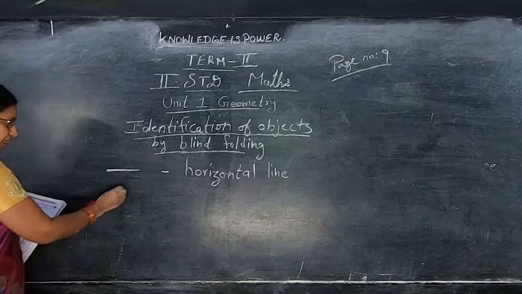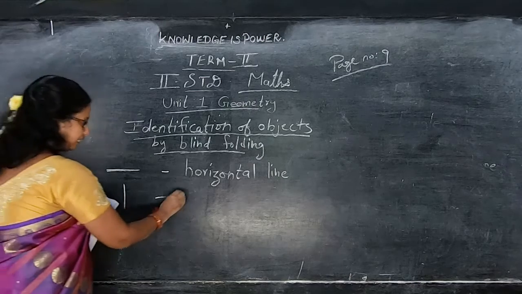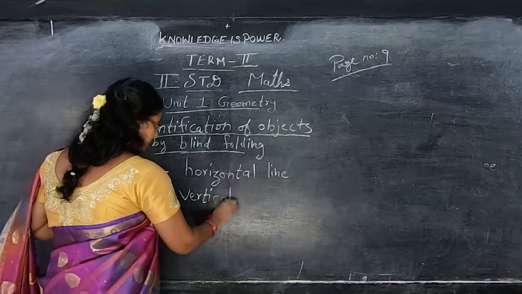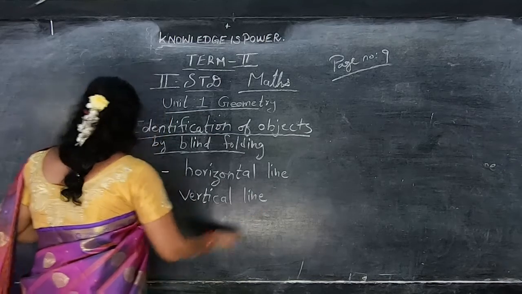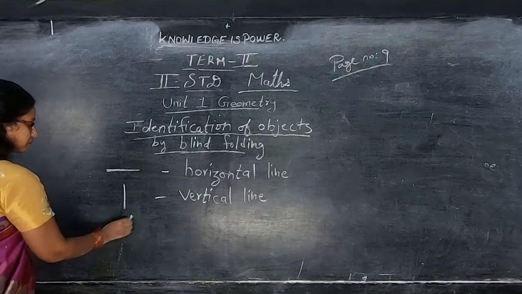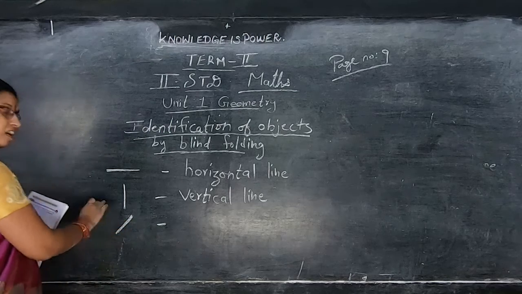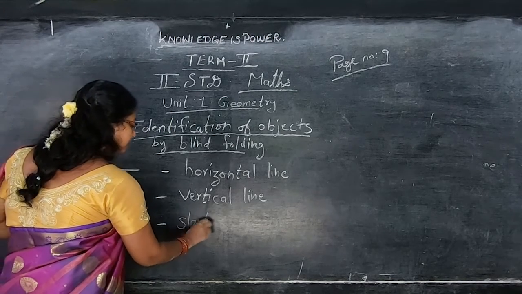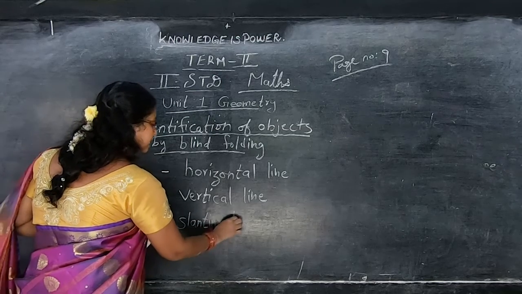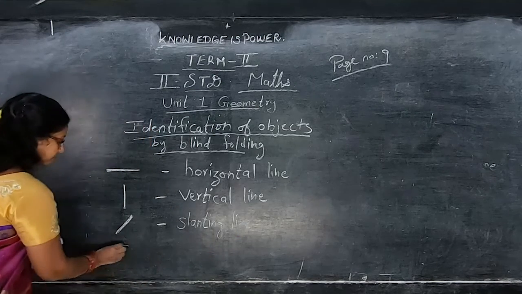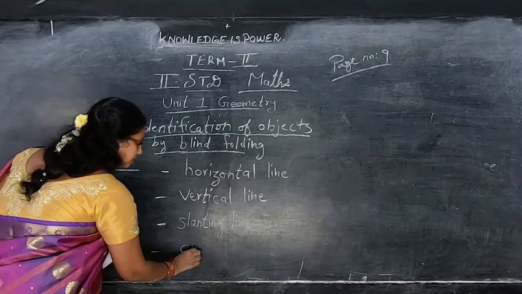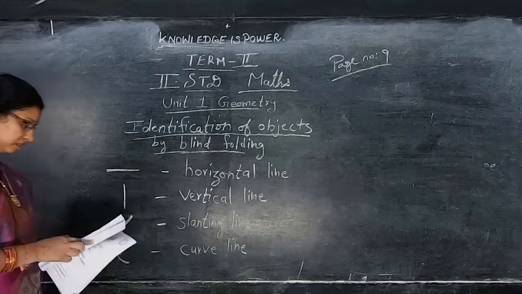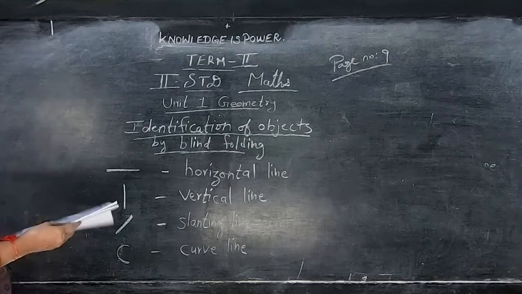Then this one, what line is this one? Vertical line. V-E-R-T-I-C-A-L, vertical line. This one is a vertical line. This one, what line? This side, right side or left side, any side. If it is slanting, it means slant line. Slanting line, L-I-N-E, line. This one, curved line, C-U-R-V-E, curved line. Okay, children? Take a note, children.